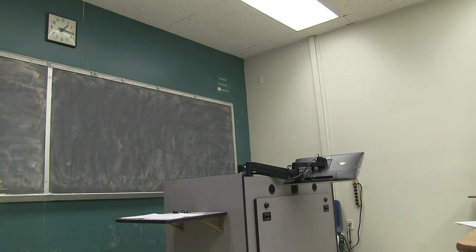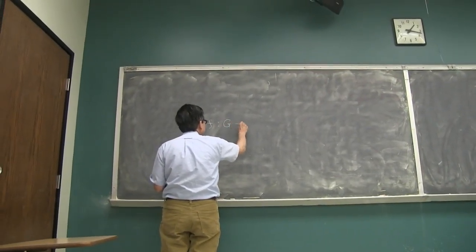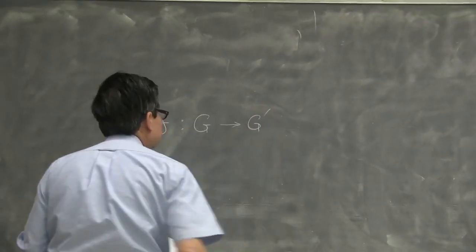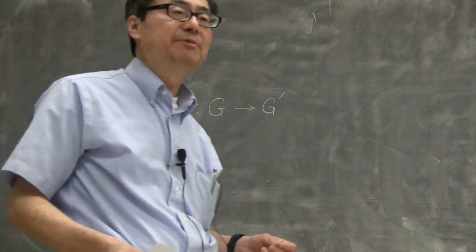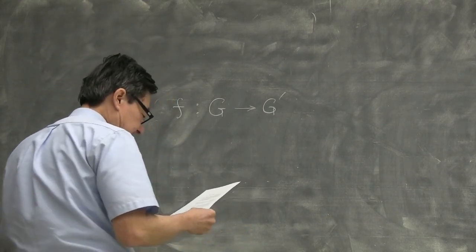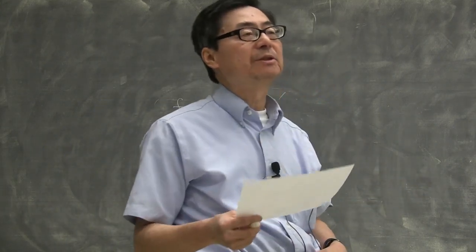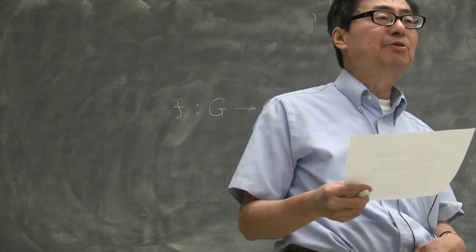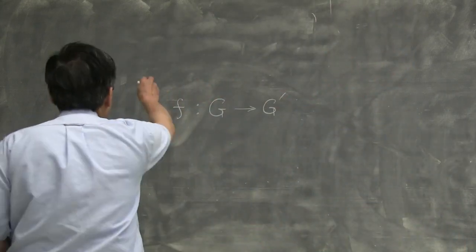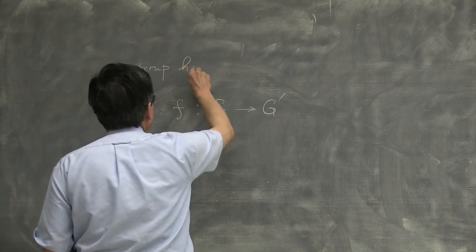So a group homomorphism between the two groups, G and G prime, is a mapping from one group G to another group G prime, which can be totally different groups, okay? The mapping has to satisfy one condition. And if the mapping satisfies that one condition, that mapping is called a group homomorphism between the two groups. Now, this definition is in the notes, so you don't have to copy it down.